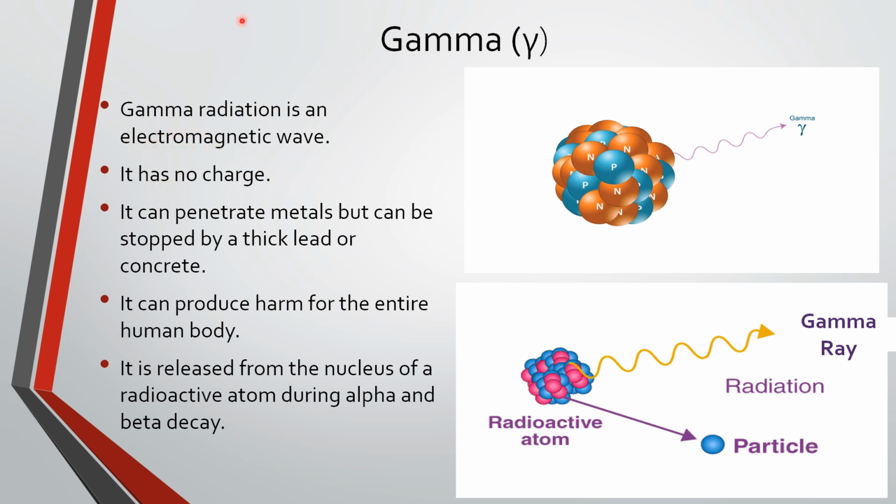It has no charge. It can penetrate metals, but can be stopped by a thick piece of lead or concrete. It can produce harm for the entire human body. It is released from the nucleus of a radioactive atom during alpha and beta decay. Okay, so as you see, this atom down here has gone through some kind of decay. A particle is released. It could be alpha, it could be a neutrino, it could be any kind of particle. But it's gone. It depends what the original atom is, and then through that, gamma. So energy is released in the form of a gamma ray.